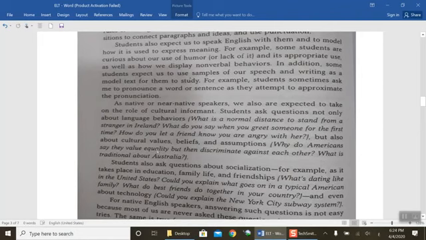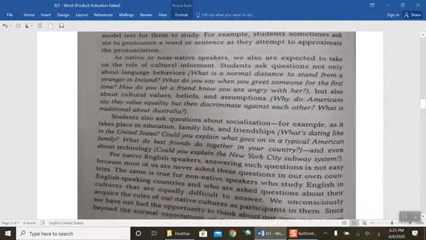But also about cultural values, beliefs, assumptions. Why do Americans say they value equality but then discriminate against each other? What is traditional about Australians? What are, for example, the norms and customs and beliefs in Iraq? What did they do in Iraq? For example, Arba'iniyah. These are culture. So we need to know about these things.